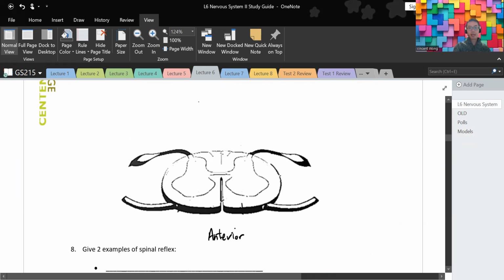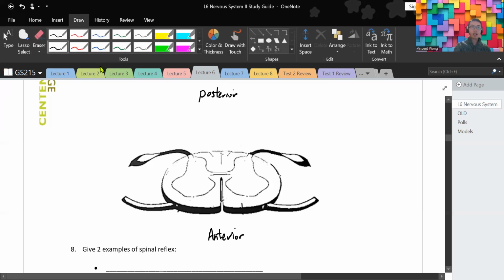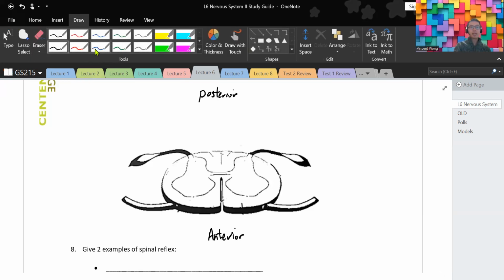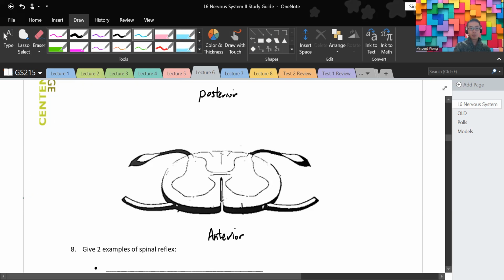And then this would be the back, the posterior. I did this within the recording already, but let's just go through it again, okay? Because I think a lot of you could use a refresher. Okay, so let's say you touch something hot, you touch something sharp, right? There is going to be a sensory neuron that's going to be going all the way, right, into your spinal cord.